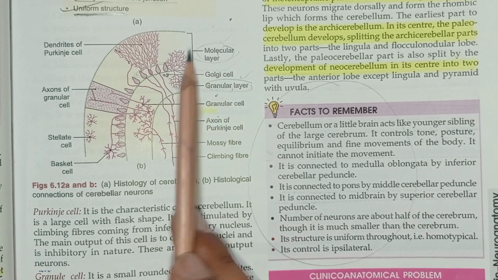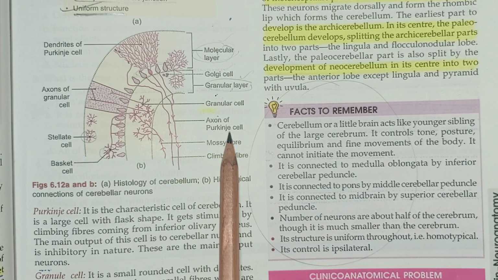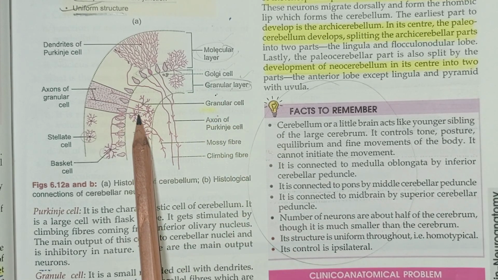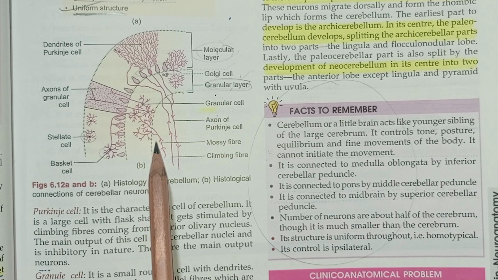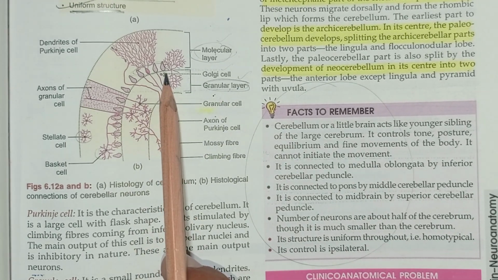This is the outer molecular layer, which contains satellite cells and the basket cells. And we have this layer right here. This is the granular layer, which contains the granular cells, and it also contains the Golgi cells. Here is the Golgi cell.